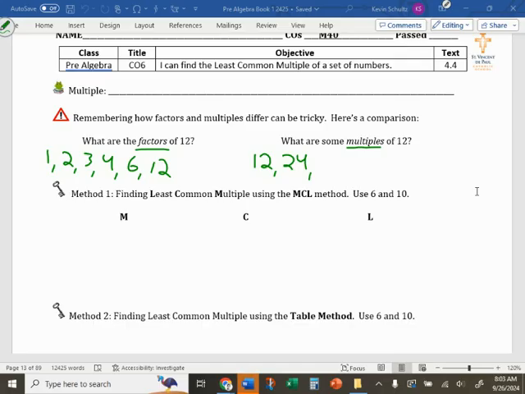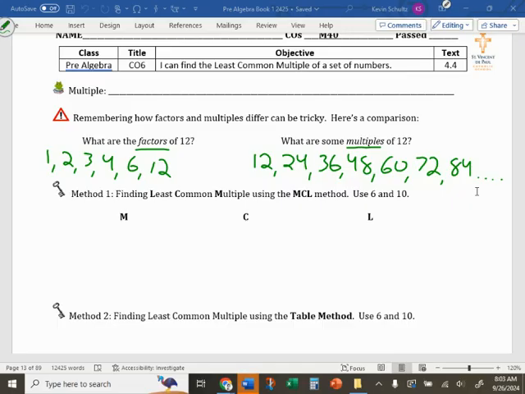12, 24, 36. And then, Dominic, 48. And then 60. And then 72. And then 84. And that continues on.